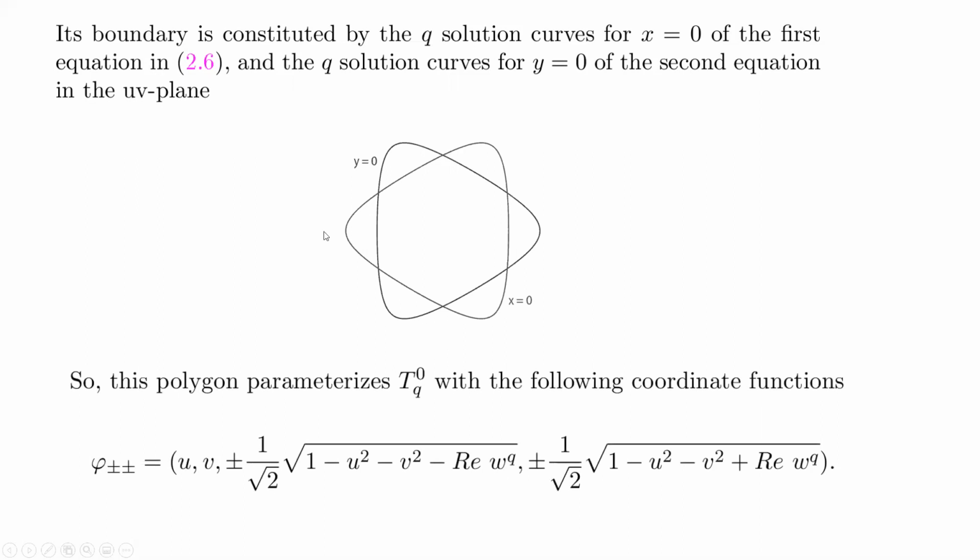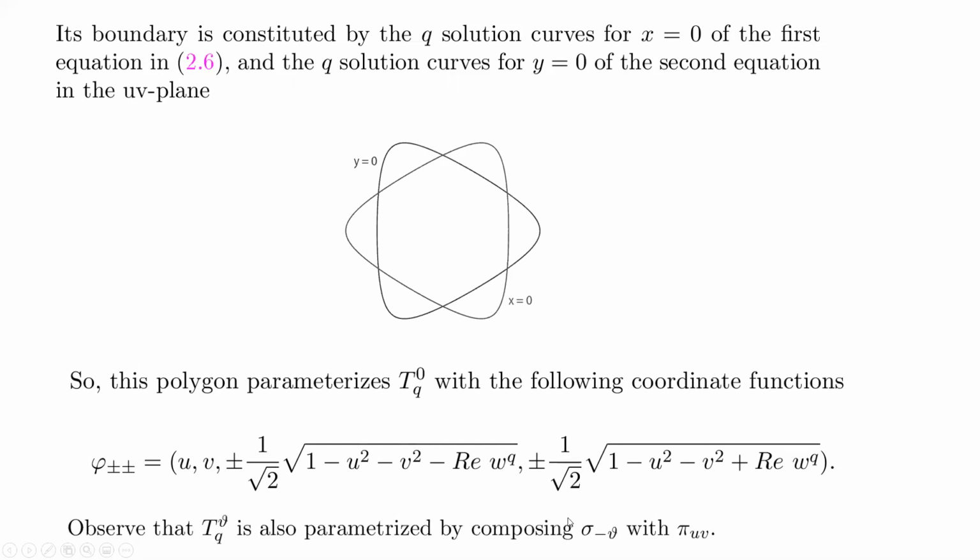Observe that this is for theta 0, but when you compose with sigma, the action of S1, and project with the same projection that we use for theta 0, we obtain, in fact, that this coordinate chart parameterizes for all theta, because all theta are basically theta 0 under the action of sigma theta. So we have this parameterization for this family that comes from the C-star action on the link.